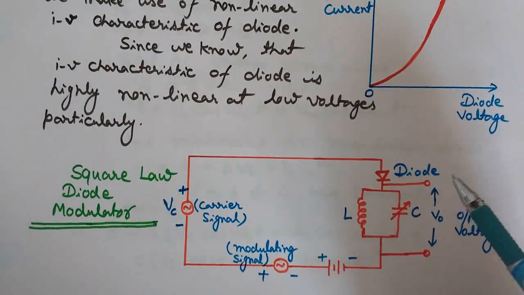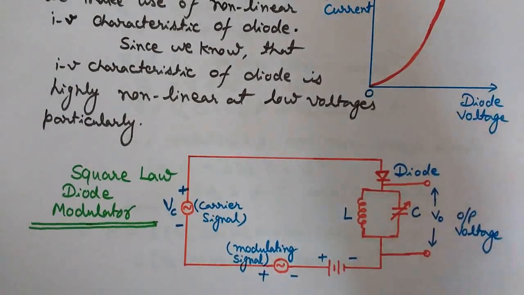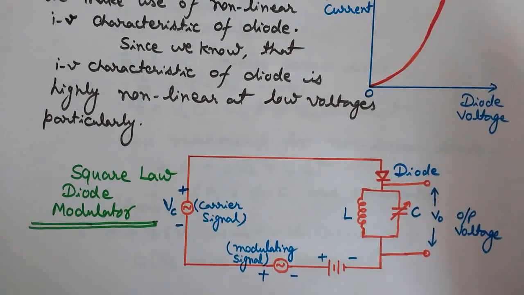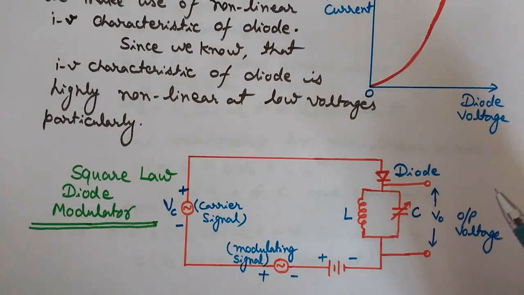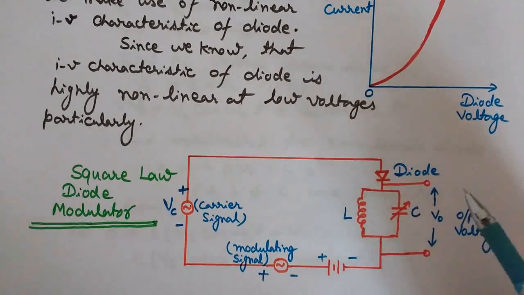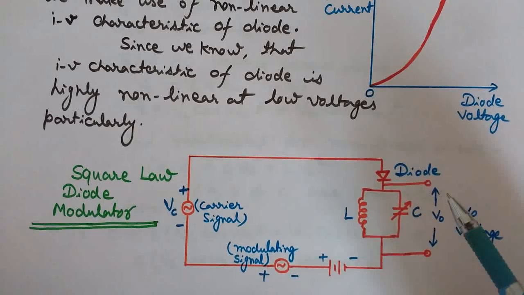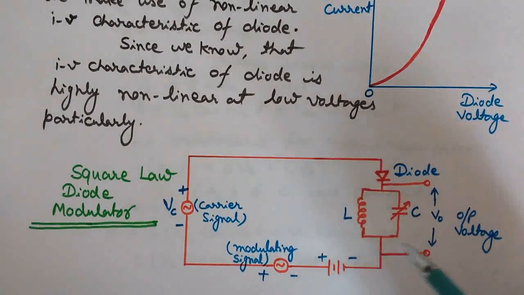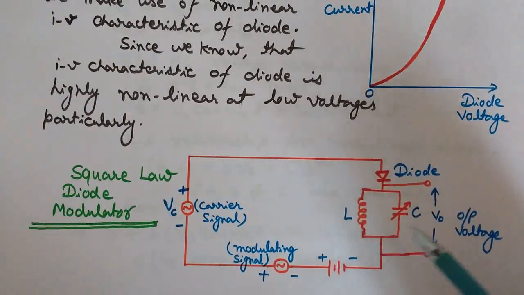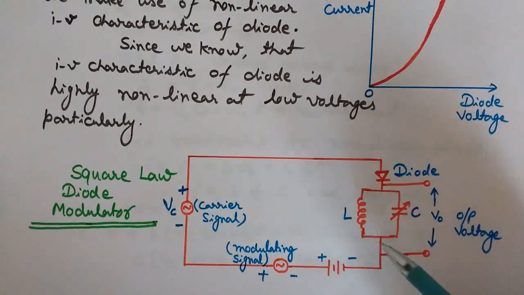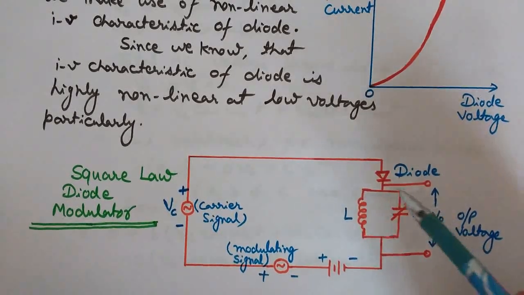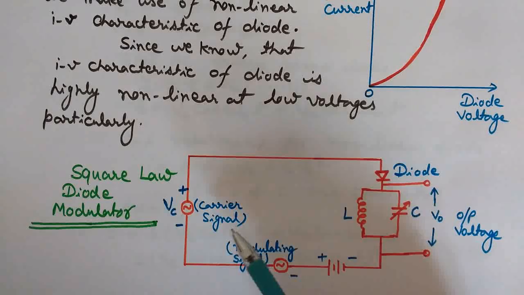In the output we get many frequency terms that include the carrier wave, the upper and lower sidebands, both sidebands, and other higher frequency components also. But our purpose is just to retain the carrier and the two sideband frequency terms. Therefore we are using this tank circuit. This is the LC circuit, the tuned circuit, and we have tuned this circuit to the carrier frequency.